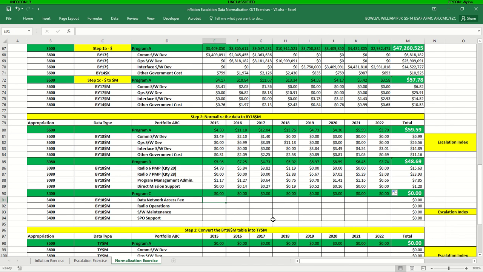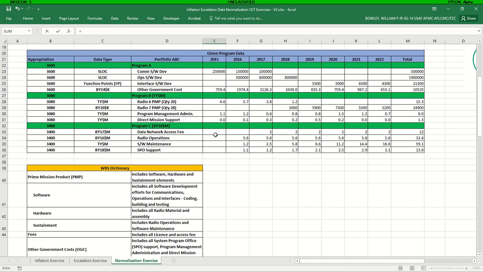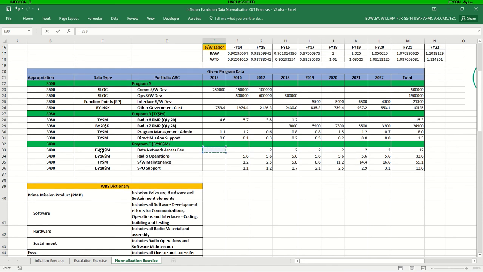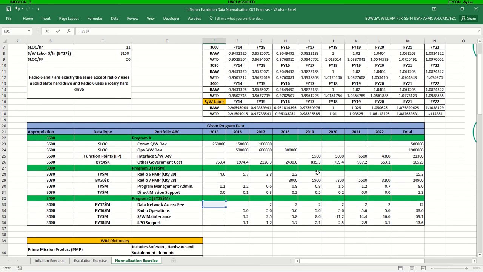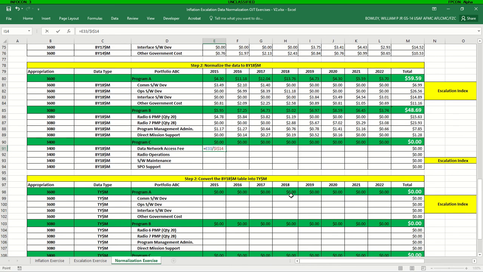Okay, for program C, go up to our table. Program C, we've got data networking accessing fee in base year 17, 3,400. So we're converting into base year 18. So we're dividing that result by the raw index for 3,400 for 17. And it's base year to base year, so we're going to lock that in.